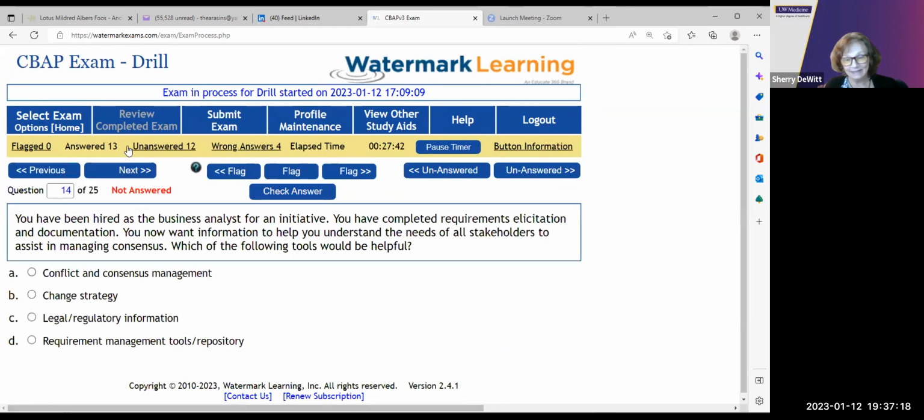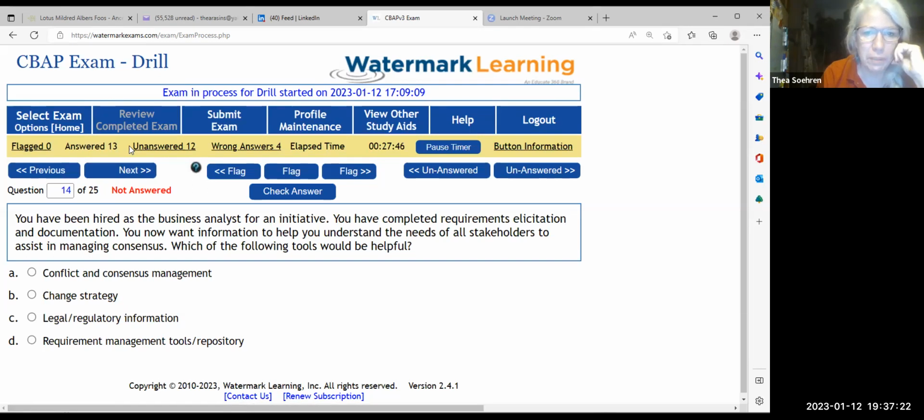Okay, you've been hired as the business analyst for an initiative. You have completed requirements solicitation and documentation. You now want information to help you understand the needs of all stakeholders to assist in managing consensus. Which of the following tools would be helpful? Conflict and consensus management, change strategy, legal regulatory information, or requirements management tool or repository?